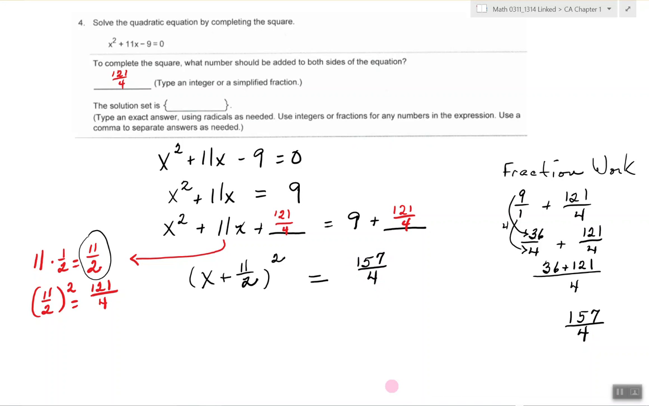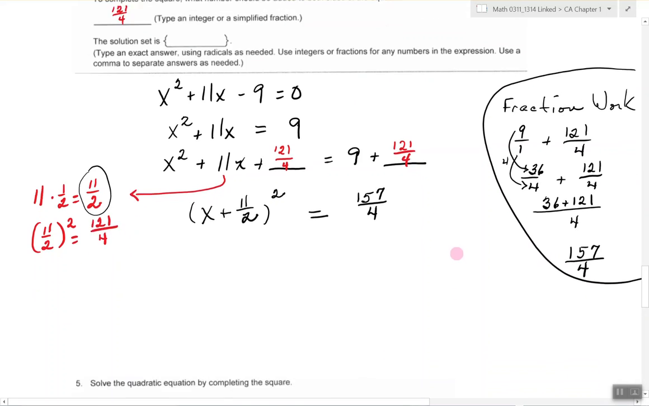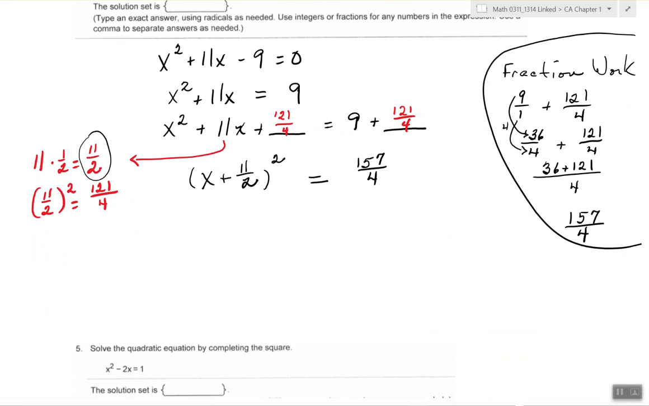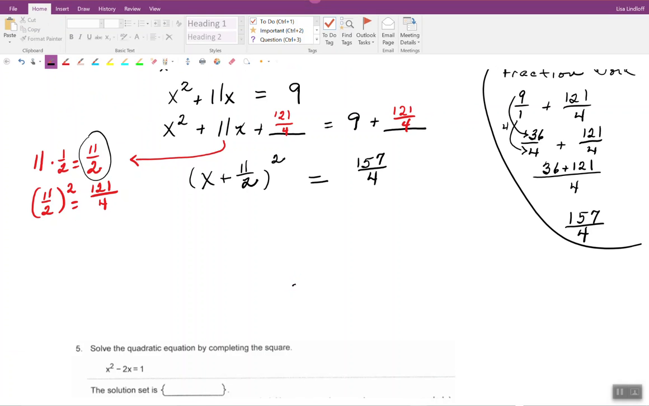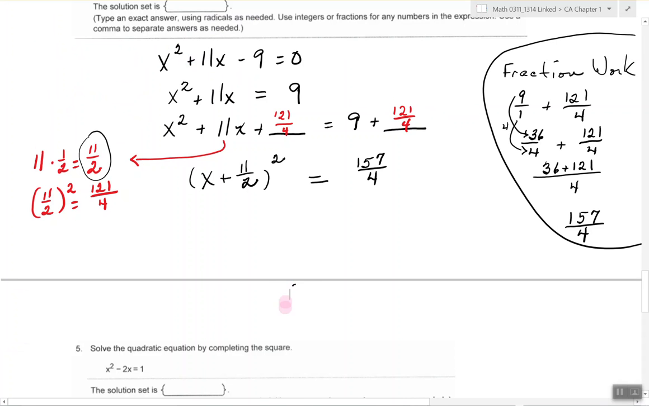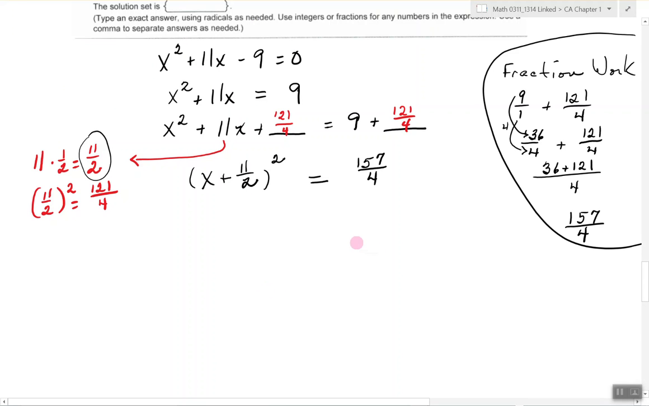All right, I'm going to put this over here, going to use the square root property. Let me get a little more workspace if I can do this. Sometimes that catches and sometimes it doesn't. All right. Using the square root property, I get x plus 11 over 2 is equal to plus or minus the square root of the fraction 157 over 4.